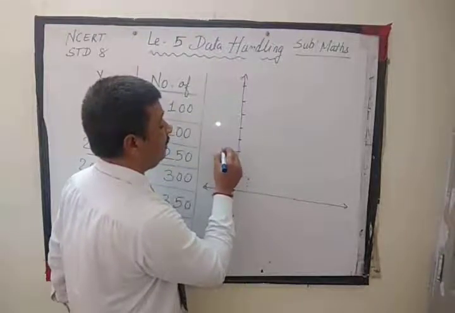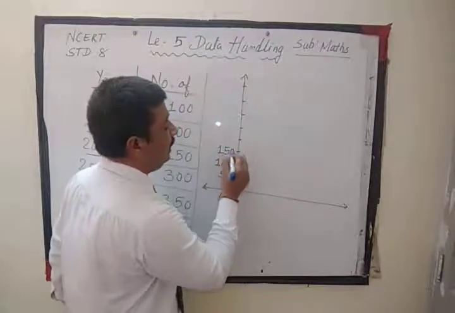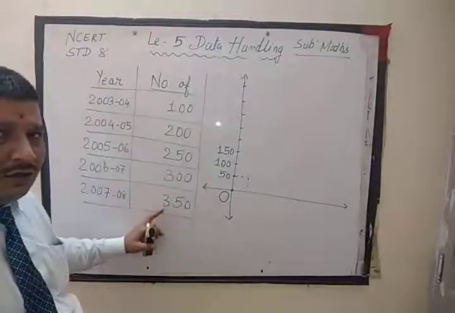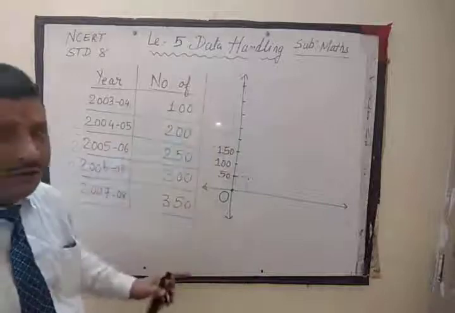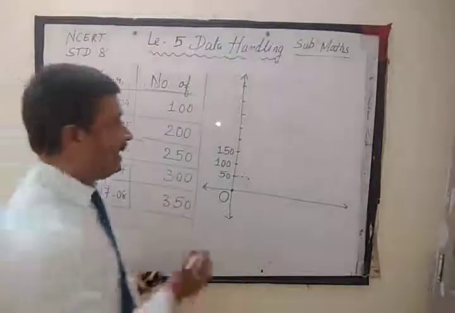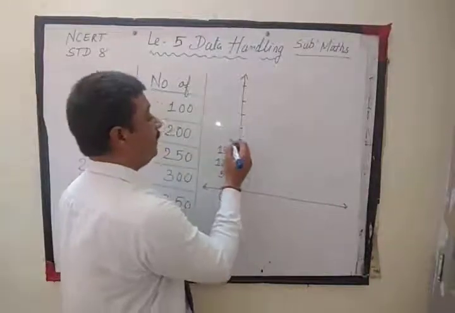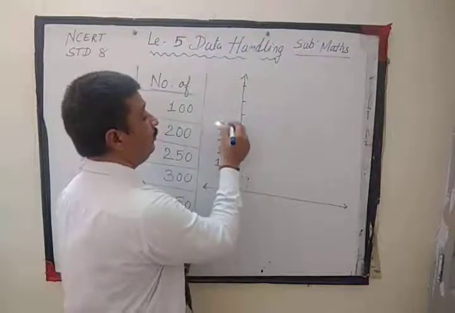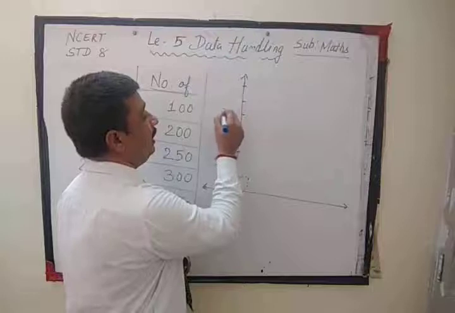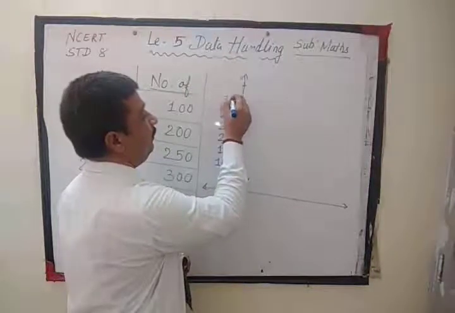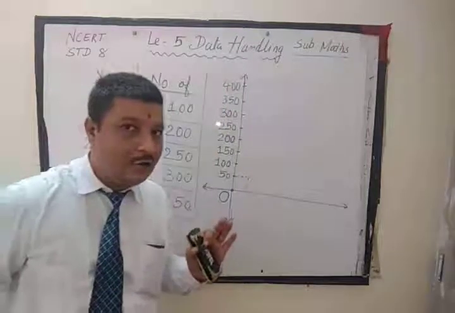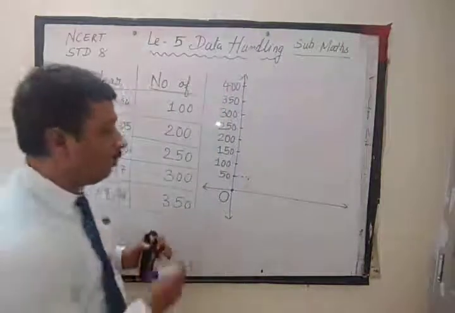If it is larger, then you can just increase this number, and if it is smaller, the highest is 350, okay. The number of lines we have depends upon that. Then I proceed further for 200, then 250, then 300, then 350 and 400. Clear to you all? Now I need to draw bars.